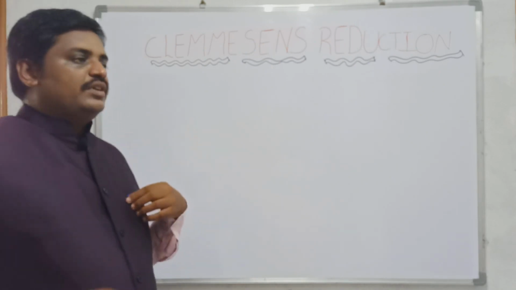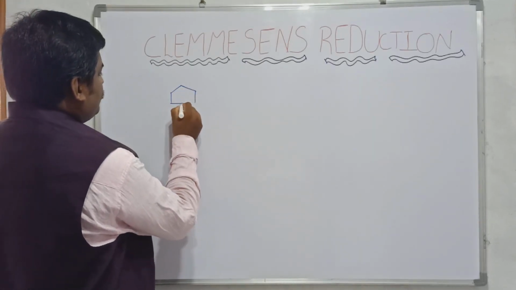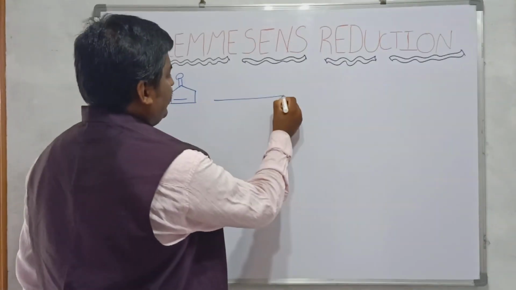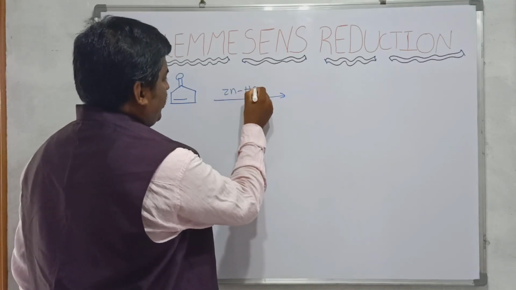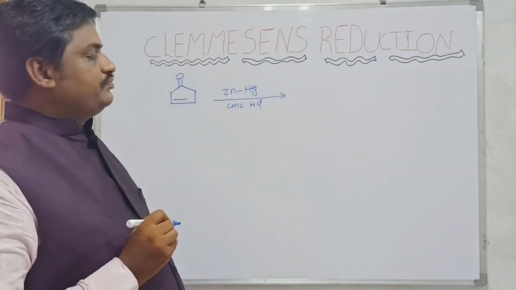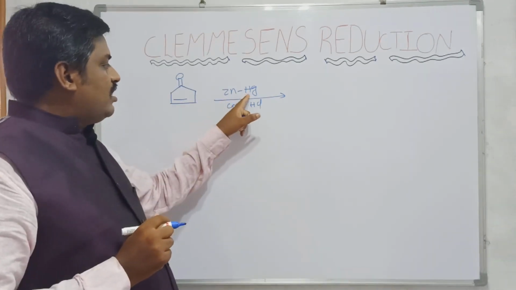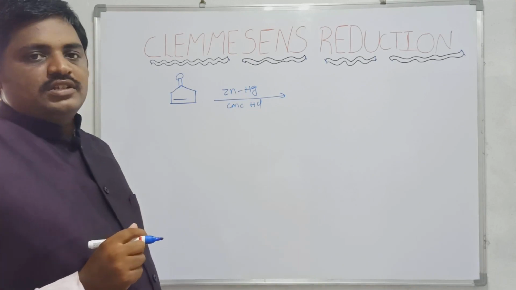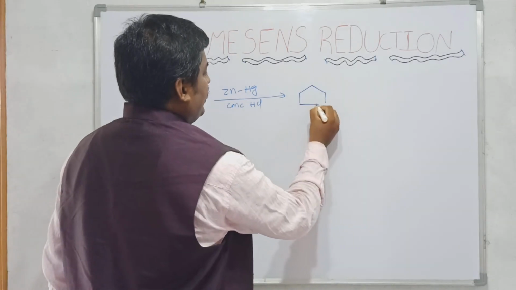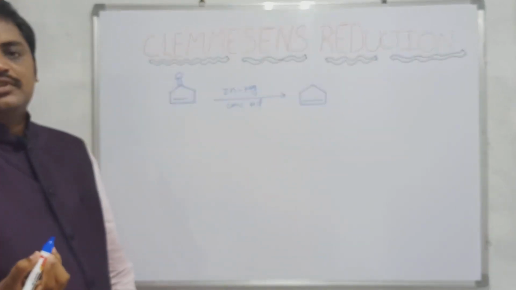One example of this is an unsaturated ketone compound. This molecule reacts with zinc amalgam in the presence of concentrated HCl and is converted to an unsaturated hydrocarbon. This is the best example for the Clemmensen reaction.